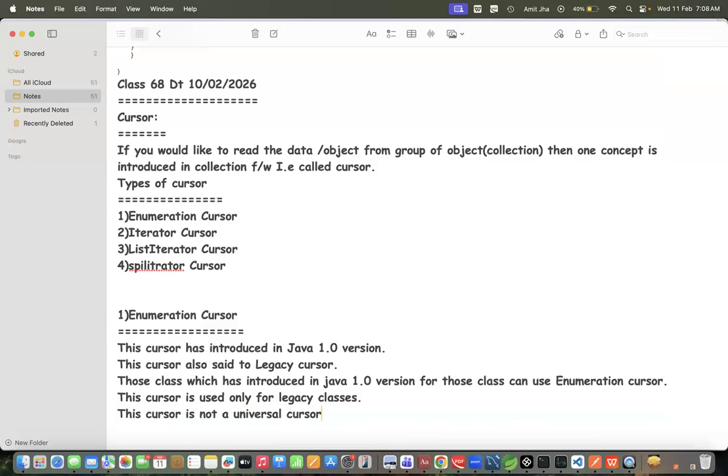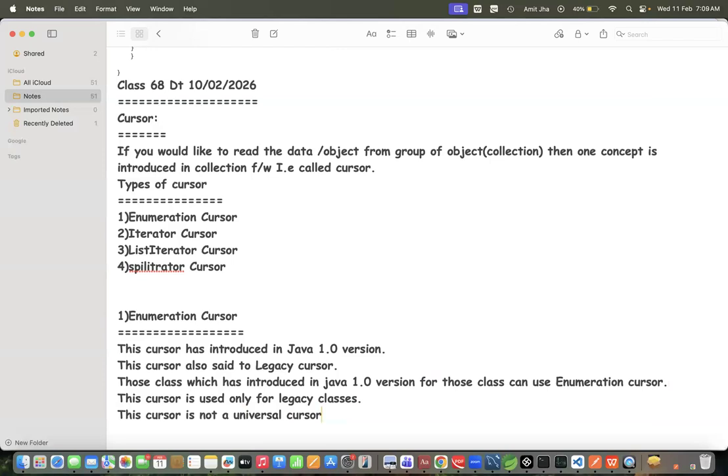The cursor which is used for every class in Java, that is called a universal cursor. Yes or no? So can this Enumeration cursor be used for every class in the collection framework? Tell me.